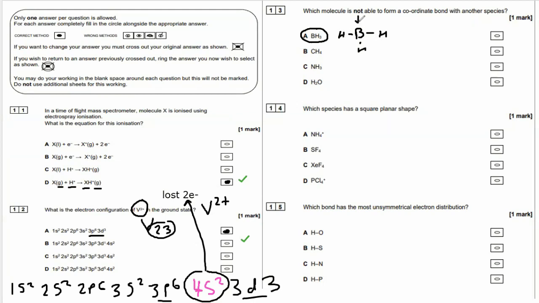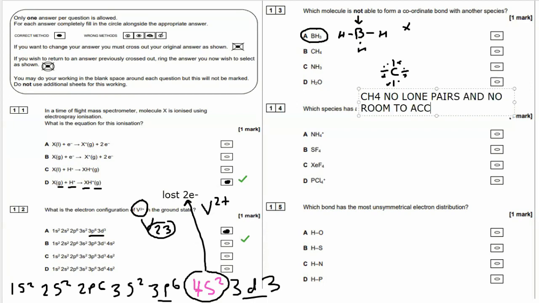Methane's in group 4. Well, carbon's in group 4, 4 electrons in the outer shell. When it covalently bonds to 4 hydrogen, there is no space to accept any electrons. So our answer here is methane. It's got no lone pairs to donate, and it has no space to accept electrons, in which case it cannot form a coordinate bond. So the answer here is B.